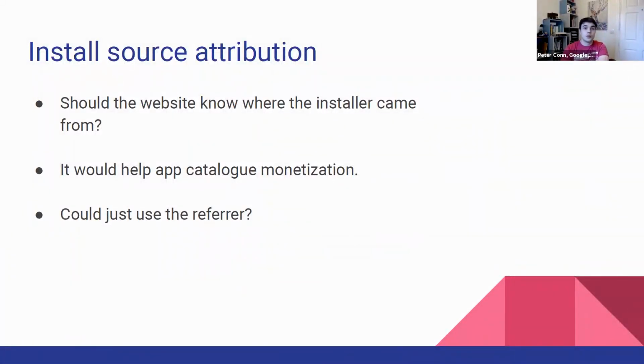Cool. So finally, a list of open questions. Should the website know where the installer came from? This would definitely help with app catalog monetization. Presumably, the monetization model would be apps get paid for promotions, get paid for sending traffic, which then goes and installs. So there'd be some way that a website needs to know who caused its installation. We could potentially just use referrer, or we could do something more complex.